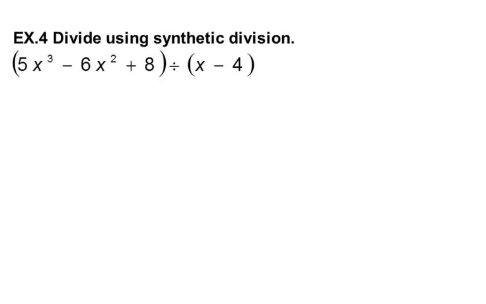Okay, we're going to do one more. 5x cubed minus 6x squared plus 8 divided by x minus 4. So this time, notice I'm missing a term. I'm missing the x term. So I need to put a placeholder. So 5, negative 6, 0 x's, and then 8. Got to have a placeholder there.